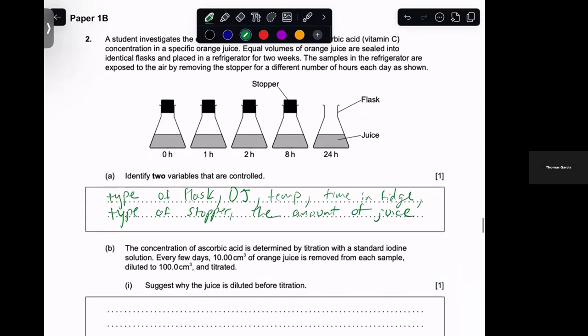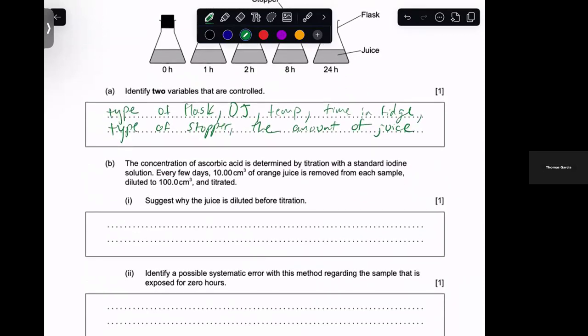All right. The concentration of ascorbic acid is determined by titration with standard iodine solution. Every few days, 10 centimeters cubed of orange juice is removed from each sample, diluted to 100 centimeters cubed and titrated. Suggest why dilution before titration.